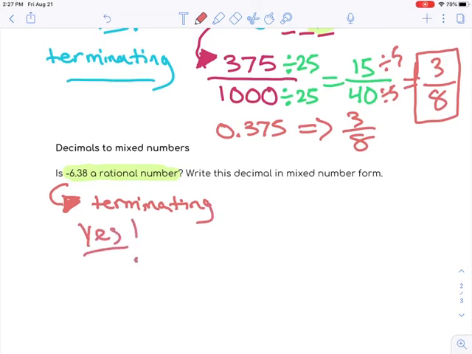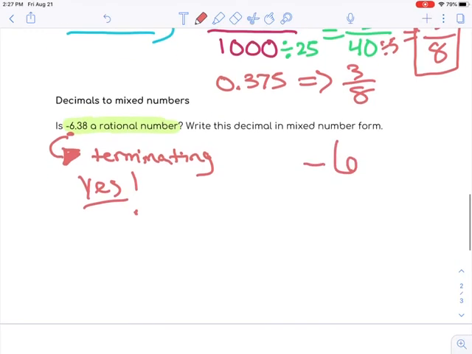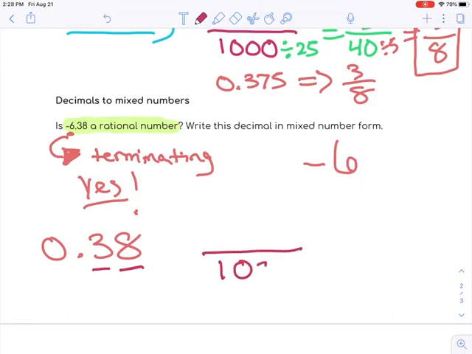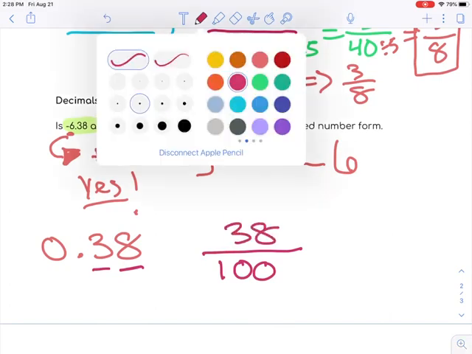Now I do have a whole number here. I have my -6. So I'm going to put that off to the side first because I know my mixed number, my whole number is going to be -6. So now what I'm left with is 0.38. And how can I write this as a fraction? So first I want to go to my decimal place. This 8 is in the tenths, hundredths place. So my denominator is going to be 100. My numerator is 38. And I know I have to simplify.